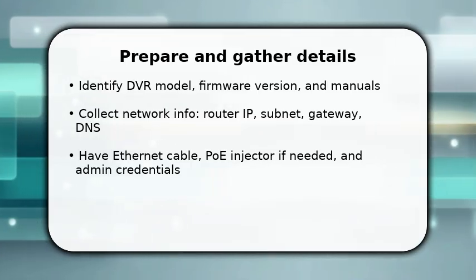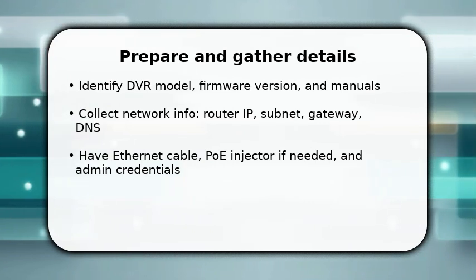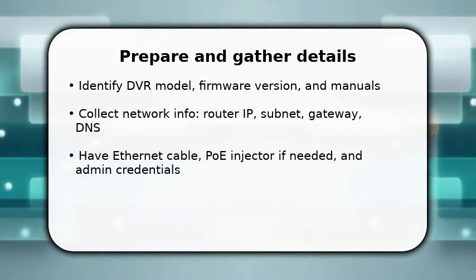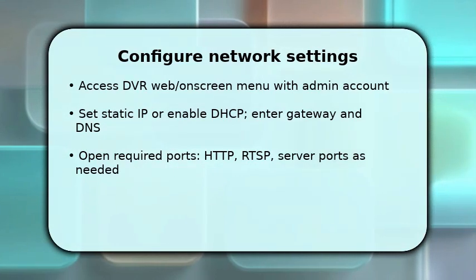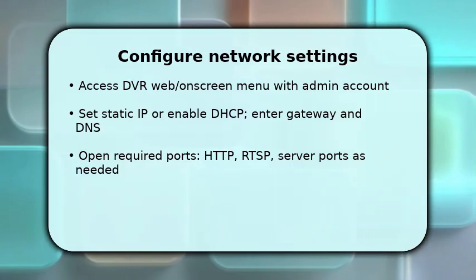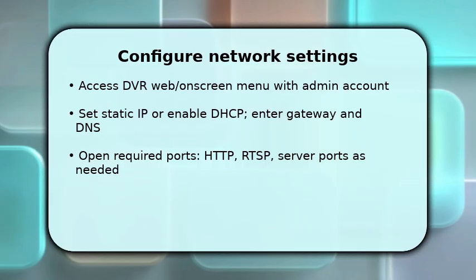Now connect the DVR physically to the LAN port and power it up so it can request an IP address via DHCP. You'll log into the DVR's network menu from its UI or web interface and authenticate. That gives you full control.